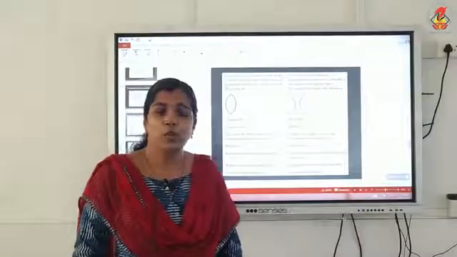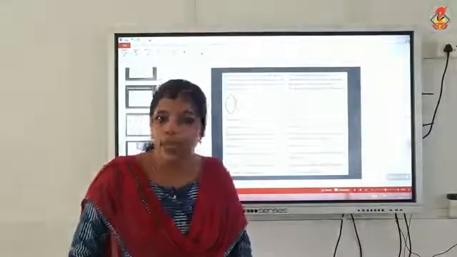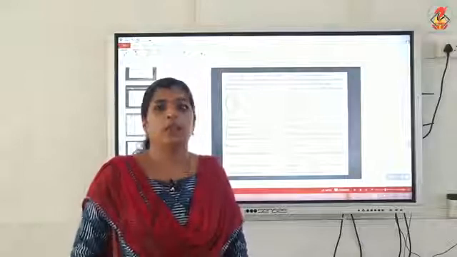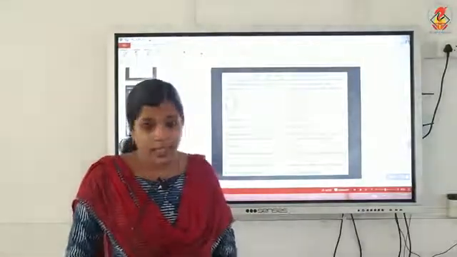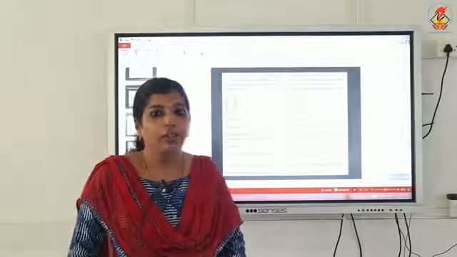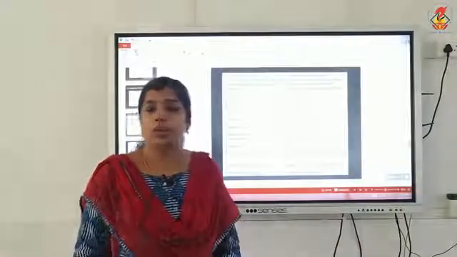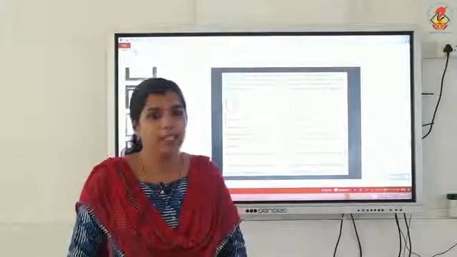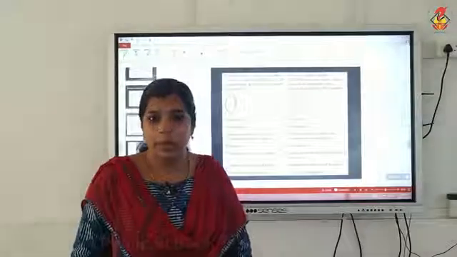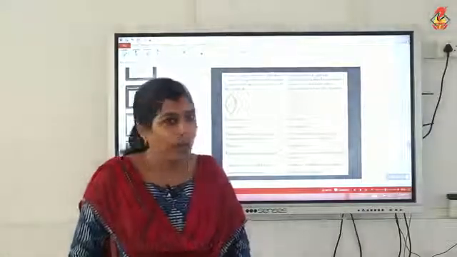So, when you draw the ray diagrams, draw them neatly in your book. Use a pencil and scale to draw the ray diagram. Don't use a pen to draw the ray diagram. Draw it with a pencil and scale. And when you use a pencil, it should be a sharpened one.